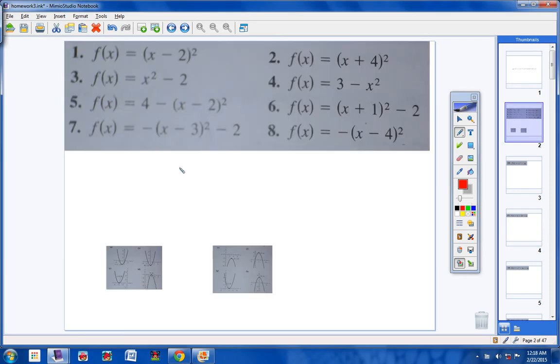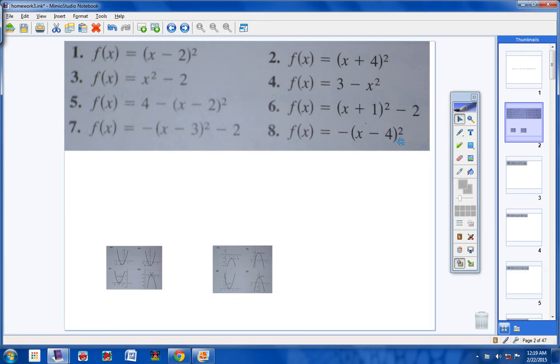On numbers 1 through 8, they want us to take a look at some graphs that are given there in the book. And of course, if your book is open, you will see they've given us 8 graphs, and they want us to match up these 8 graphs with the correct equation. Okay, so let's go ahead and get started with this.